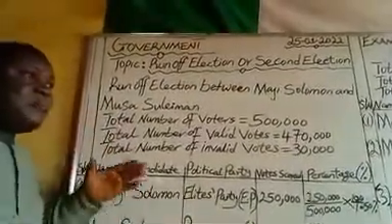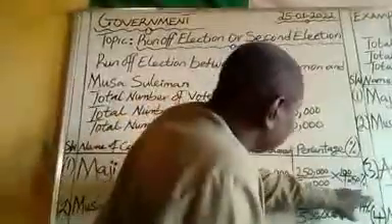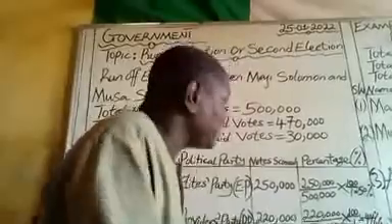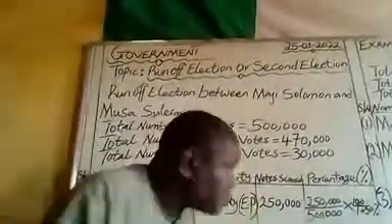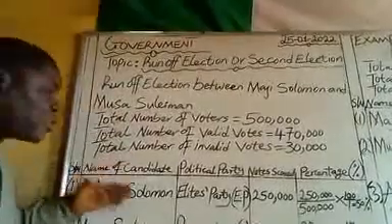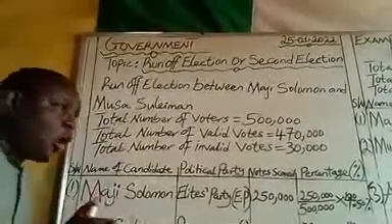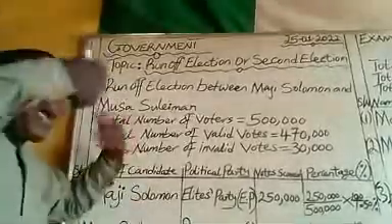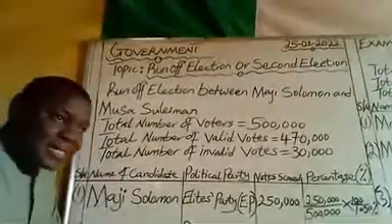Maji Solomon has 6% over Musa Suleiman. As you can see, the difference between 50% and 44% is 6. So Maji Solomon is the winner of the runoff election because Maji Solomon is able to meet the required threshold of votes, and the required threshold of vote is 50% or more.